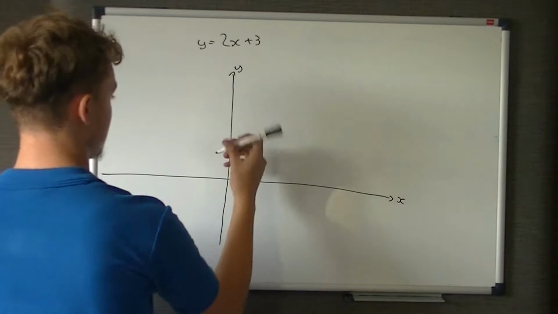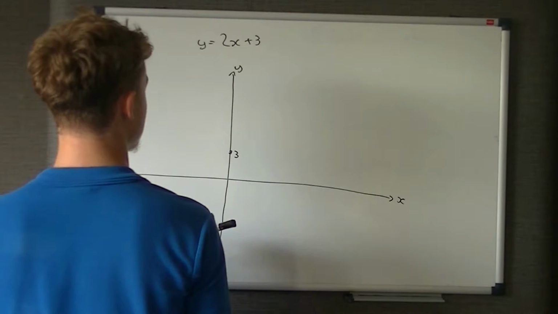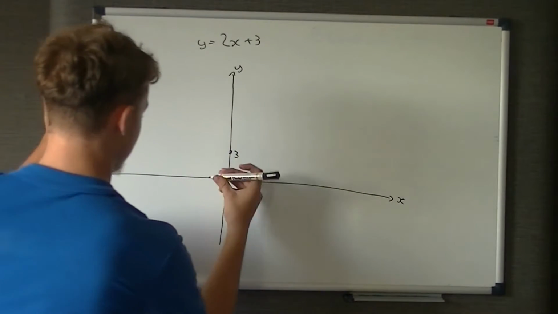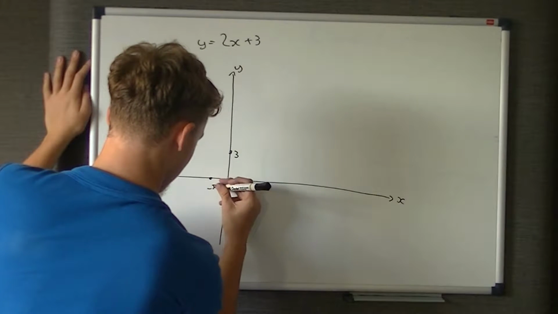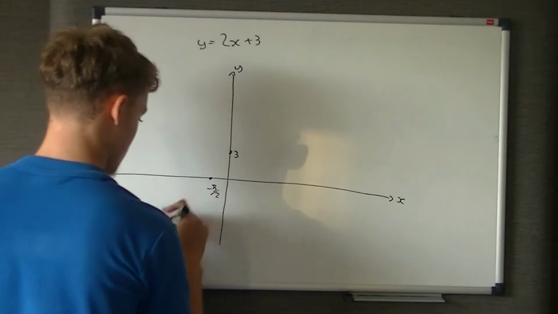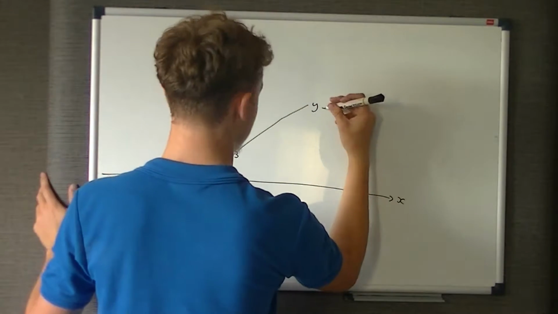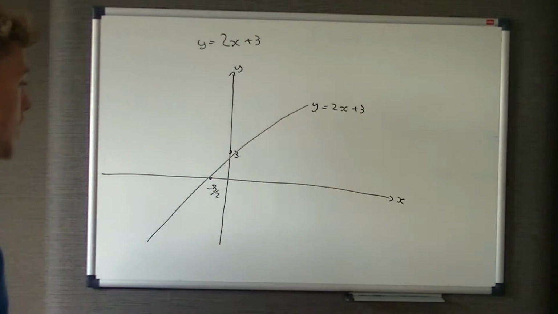So your y-intercept is going to be 3. Your x-intercept is going to be, sorry, negative 3 over 2, so negative 1.5. Let's think about that. So your line is going to look something like that. It should be a straight line, 2x plus 3. So that's going to be your line.